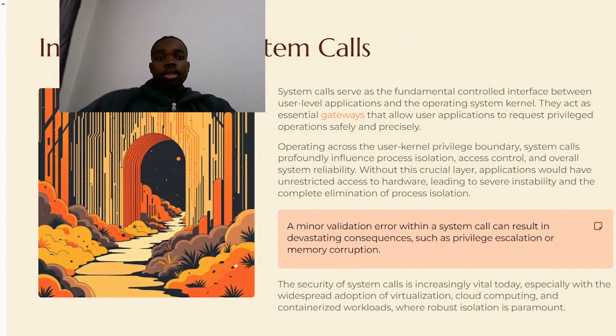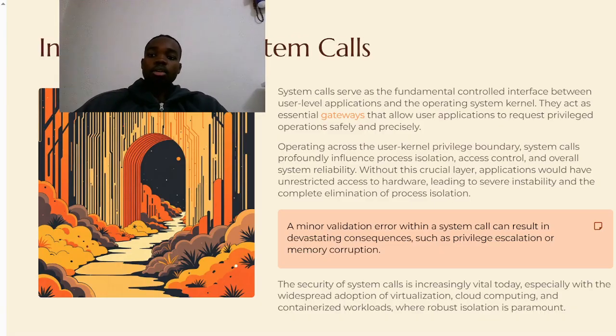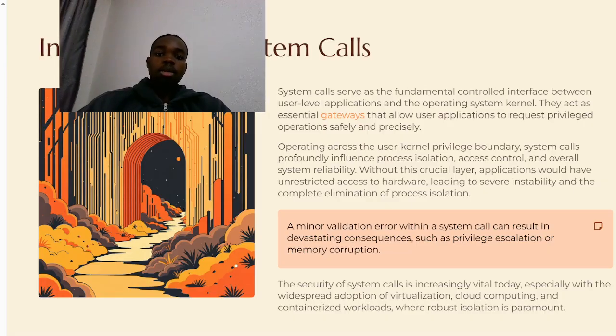In the beginning, system calls serve as a fundamental control interface between user-level applications and the operating system kernel. They act as essential gateways that allow user applications to request privileged operations safely and precisely. Operating through the user-kernel privilege boundary, system calls profoundly influence process isolation, access control, and overall system reliability.